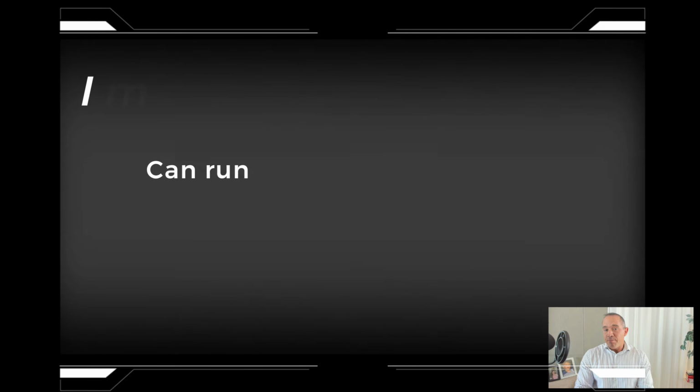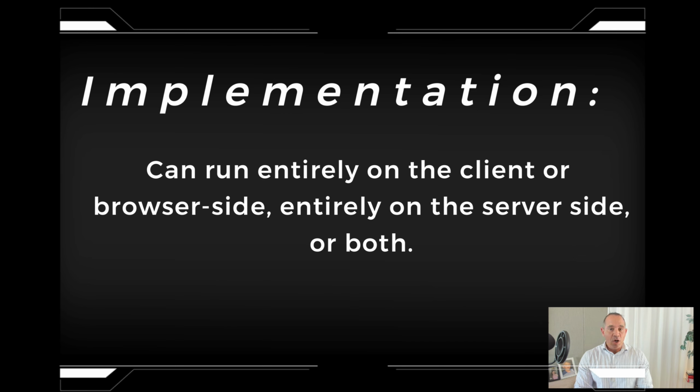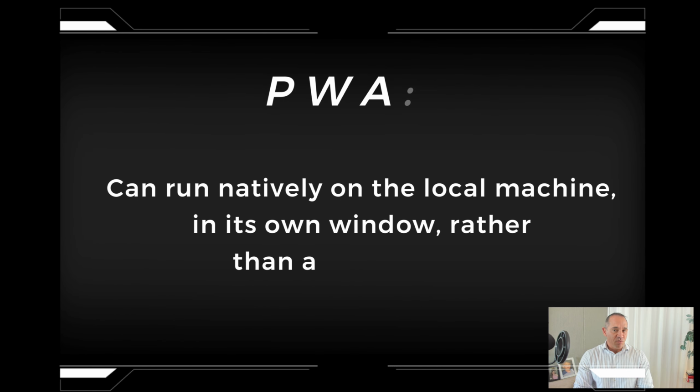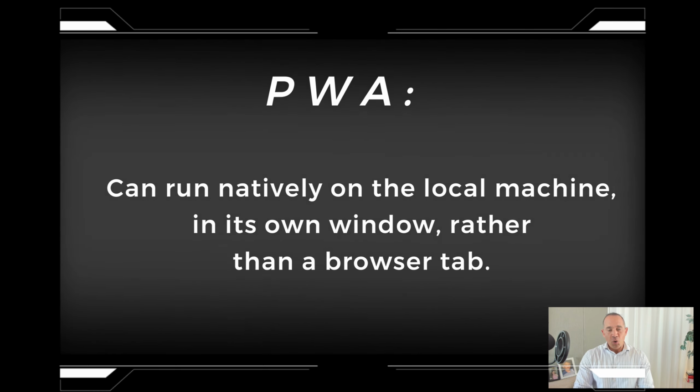Blazor can be implemented to run entirely on the client or the browser side, or entirely on the server, or in some combination of these two. If Blazor is implemented as a progressive web application, it literally behaves like a locally installed app, running in its own window on your phone or laptop, rather than running in a browser tab.